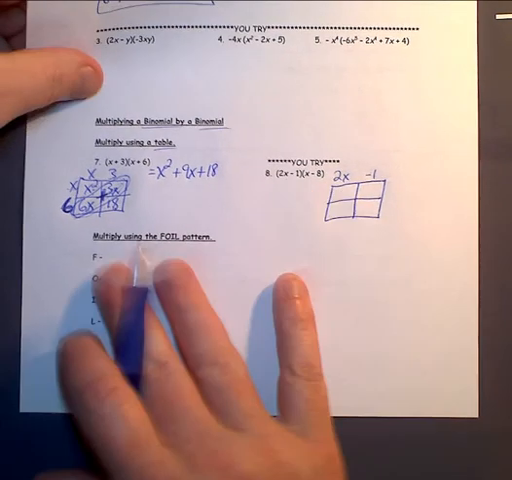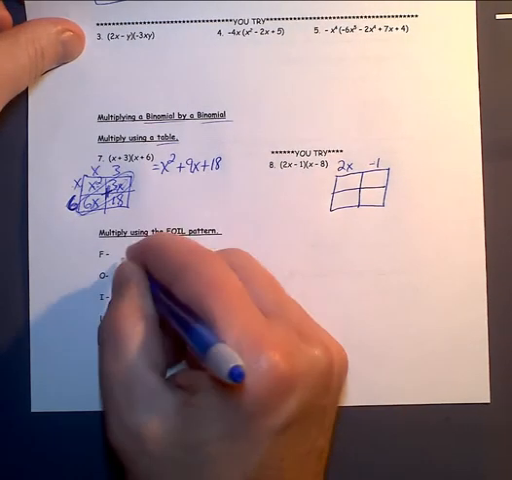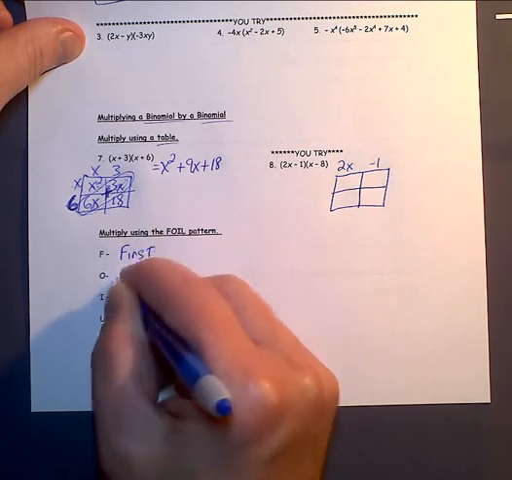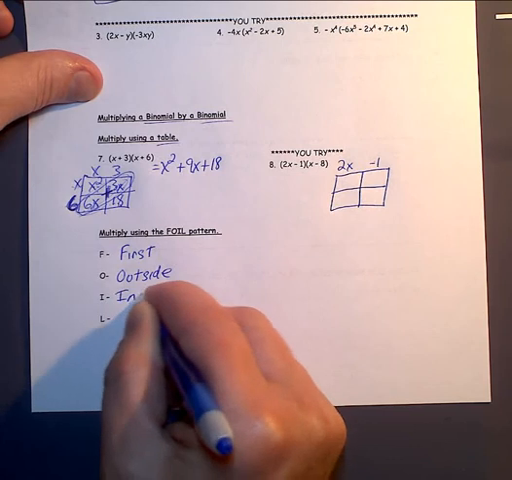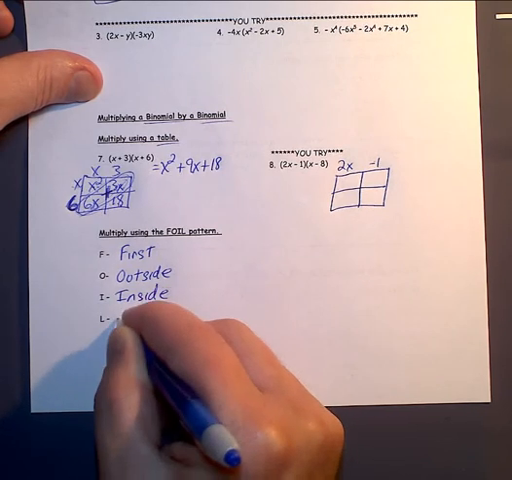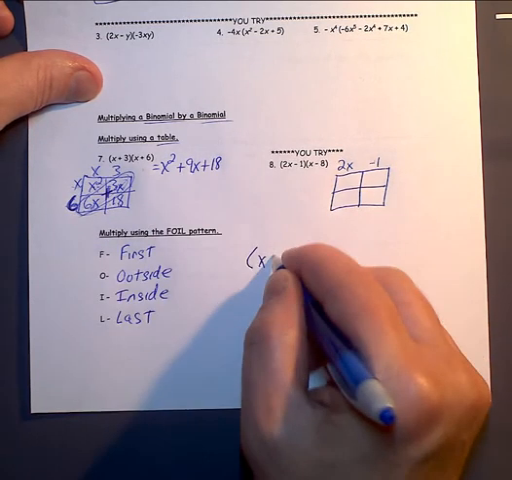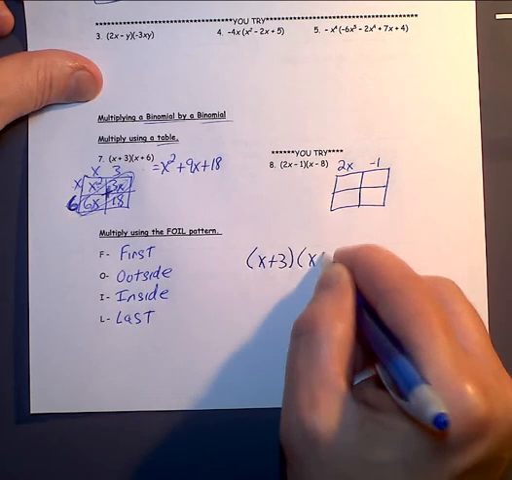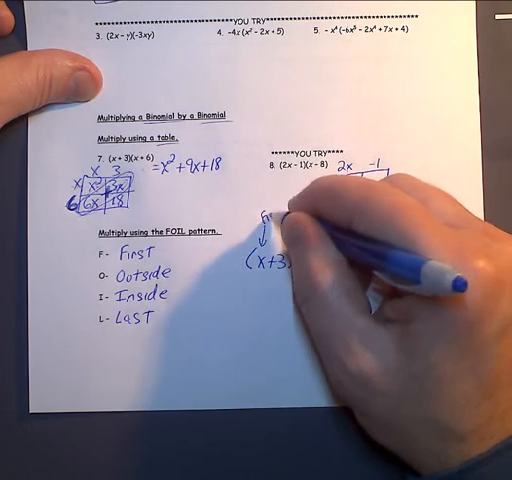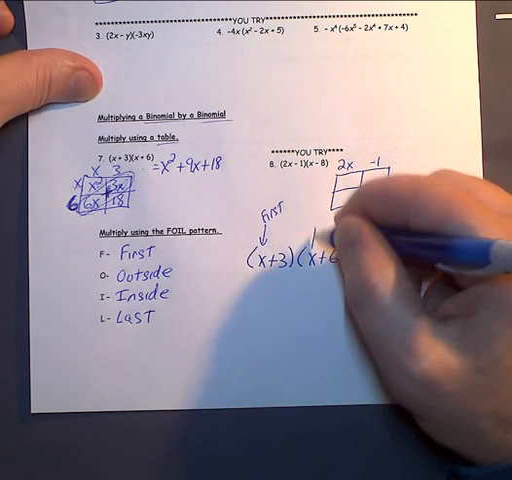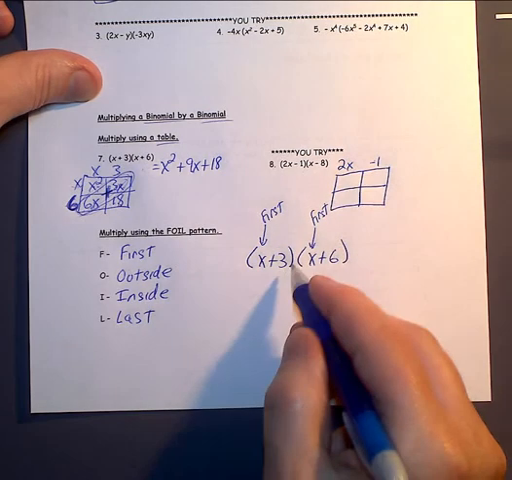Now we're going to show you on the other side how to do FOIL. Maybe you guys learned this. So FOIL, the F stands for first, O stands for outside, I stands for inside, and the L stands for last. What that means is, if I'm going to do this problem up here, I'm going to label these things. So this is the first. What's the first term? That's the first term. I'm going to multiply that first term together.